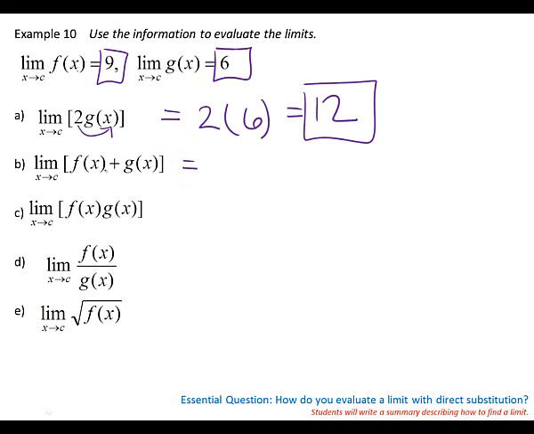All right. What am I supposed to do with the two limits in B? Add them. So 9 plus 6 is 15. What are we supposed to do with this one? Multiply them. 9 times 6 is 54. All right. What are we supposed to do now?